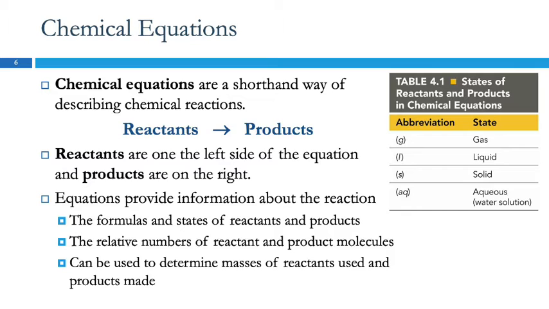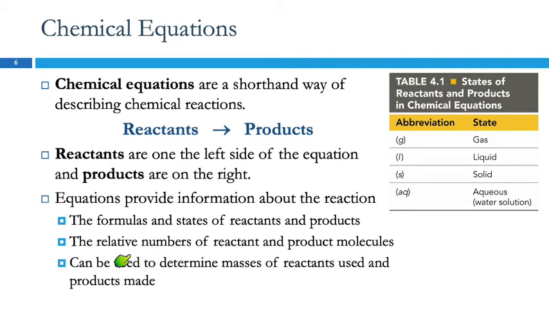To describe a chemical reaction, we use a shorthand notation called a chemical equation. Here's the bare bones of a chemical equation. The reactants are the things that you start with, the things that are reacting with each other. Then there's an arrow telling you it's going in this direction, and the products are what get produced by the reaction.